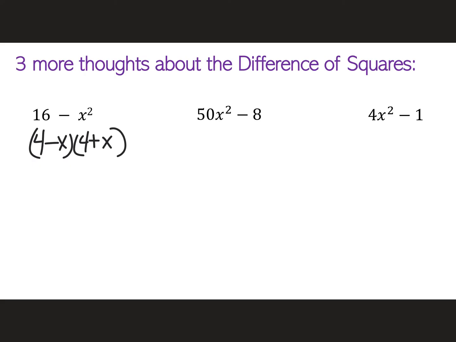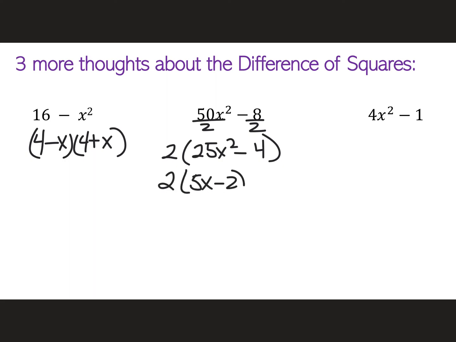Next one, 50 and 8. They are not perfect squares. So is this not a difference of squares? Well, let's take a look at this. Both of them can be divided by a 2. And when I do, I get this 2 followed by 25x squared minus 4. And those are perfect squares. So now I'll just continue it. 5x minus 2 and 5x plus 2.